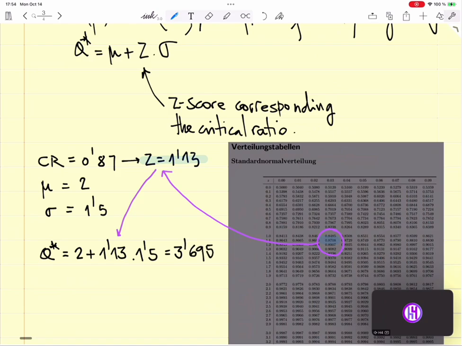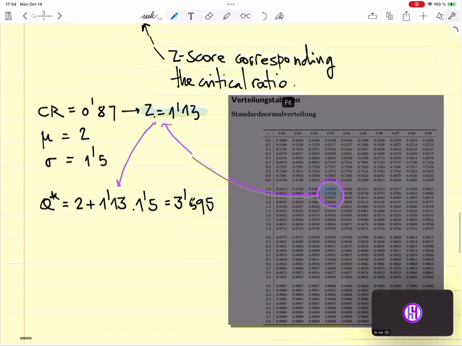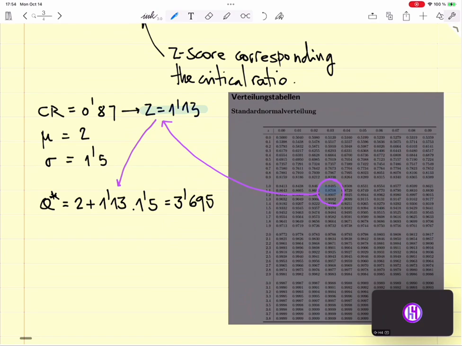3.695. Okay. So this is the way, it's easier than using differential equations because we have the assumption that our demand is distributed normally. So, questions please?